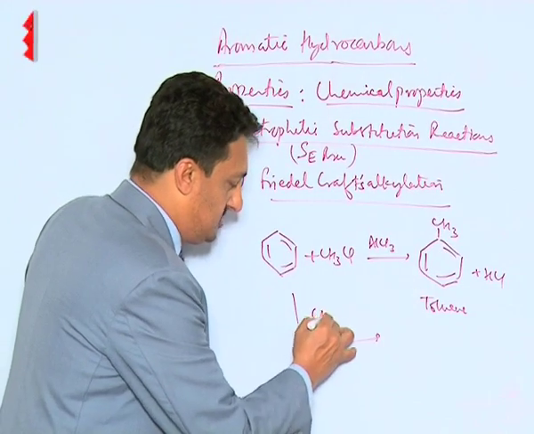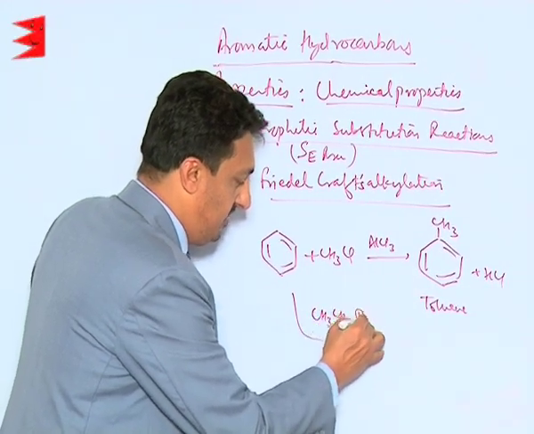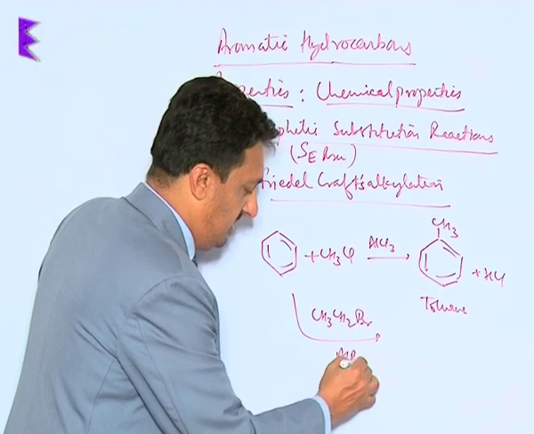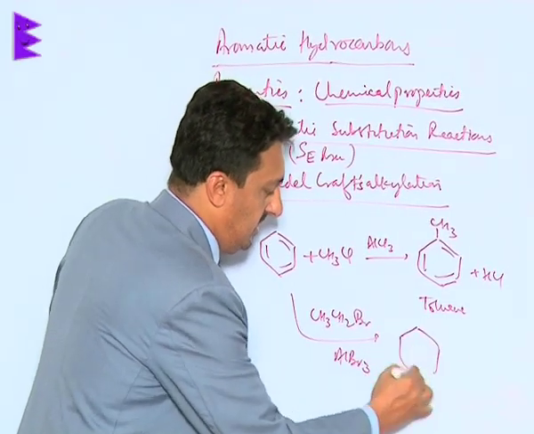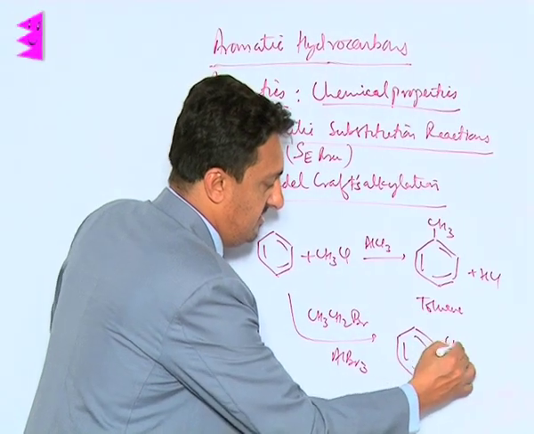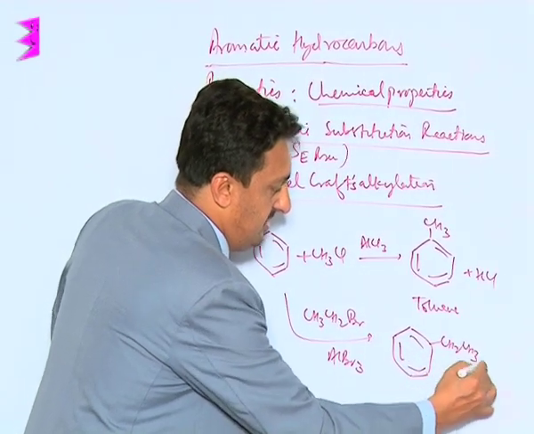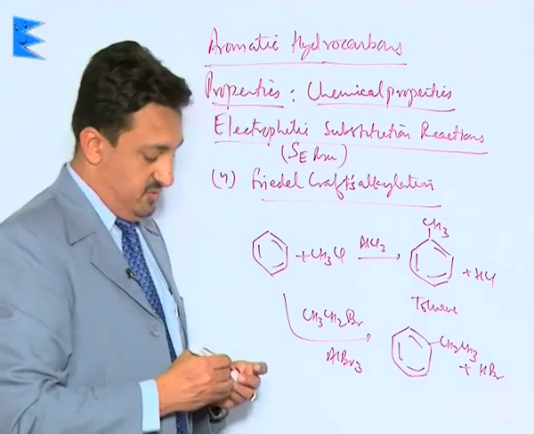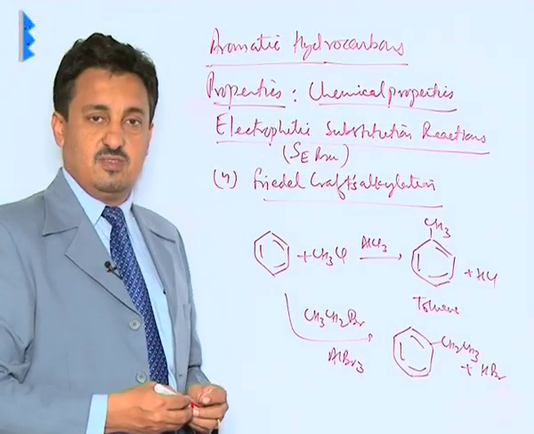If we take CH3CH2Br in this place, with AlBr3, what we get on this benzene is CH2CH3, ethyl benzene, plus HBr. So that is most important to note in these cases.